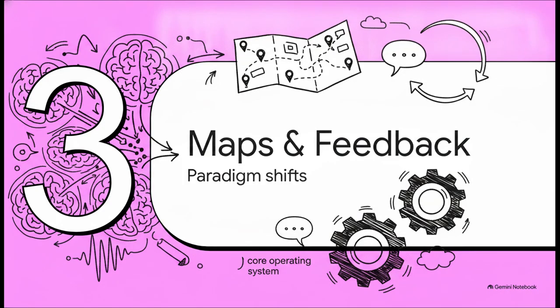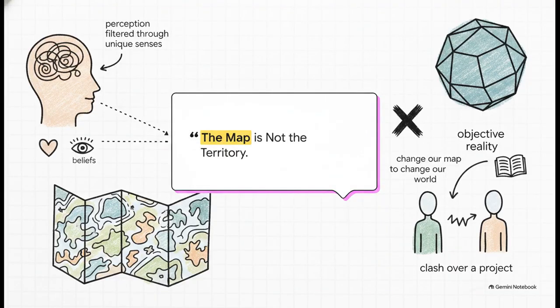Section 3, maps, reality, and feedback. There is this incredibly famous NLP quote, "The map is not the territory." So what does that actually mean? Well, it means our perception of the world, which is heavily filtered through our own unique senses, our upbringing, our beliefs, is really just a subjective map. It is definitely not objective reality. So if you and a coworker clash over a project, you aren't actually clashing over reality itself, you're clashing because your maps are different. And the absolute beauty of this is, if the map isn't the territory, well, we can just change our map to change our world.